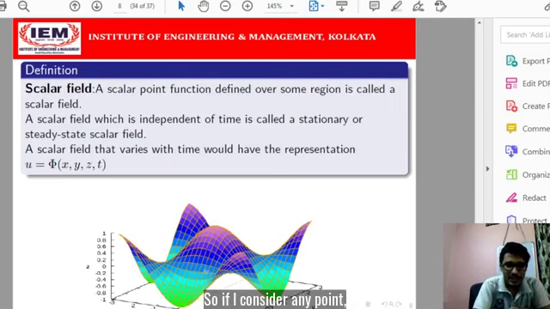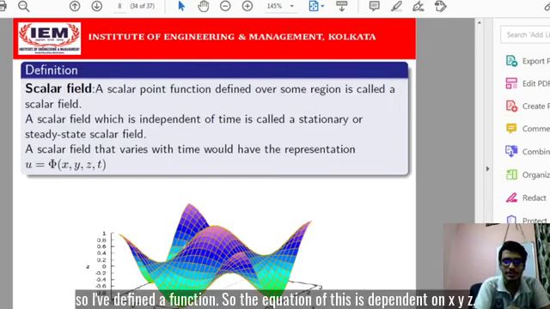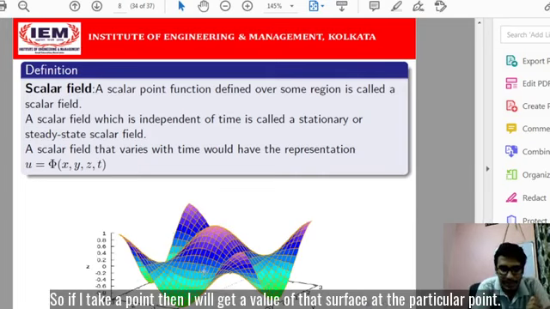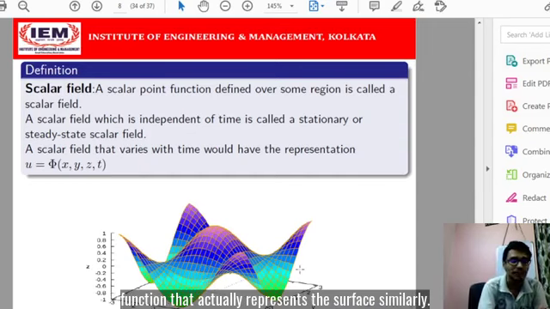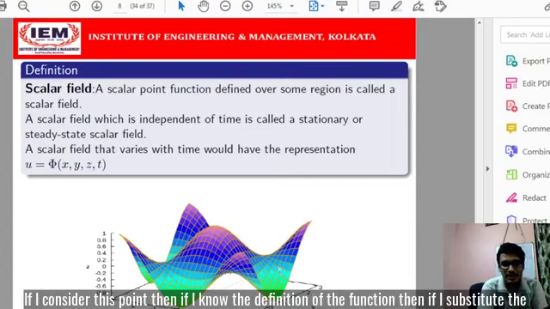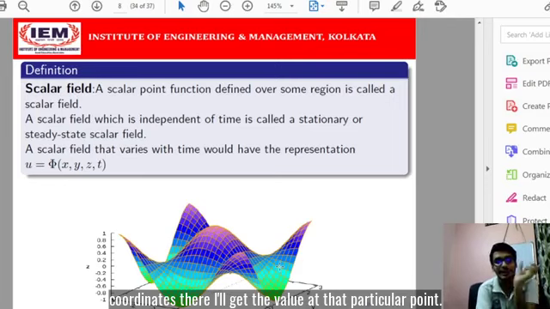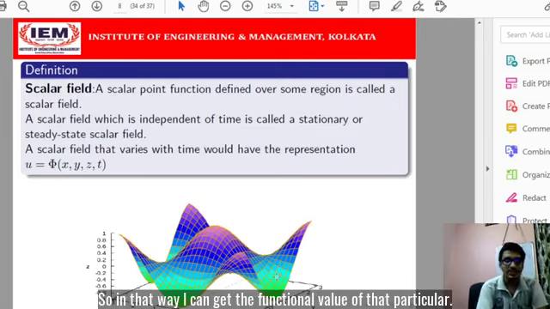If I consider any point, I have defined a function, so the equation of this is dependent on x, y, z. If I take a point, then I will get the value of that surface at that particular point by putting in the coordinates. This is some value that we can identify from that function that represents the surface. Similarly, if I consider this point and I know the definition of the function, then I substitute the coordinates there and get the value at that particular point. In that way, I can get the functional value.